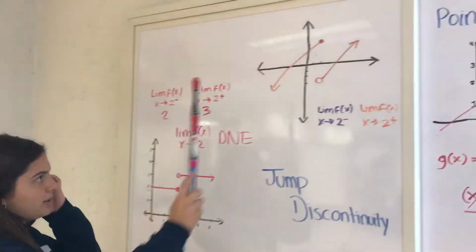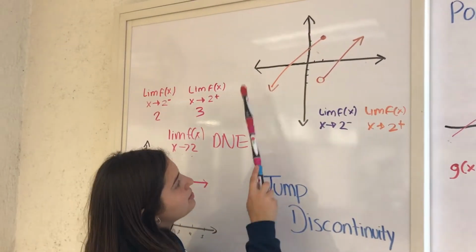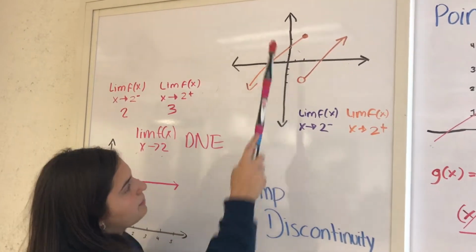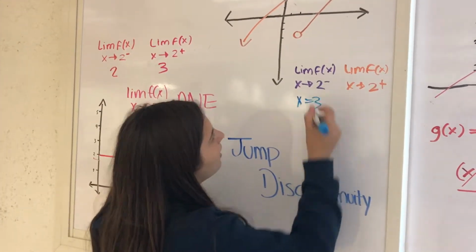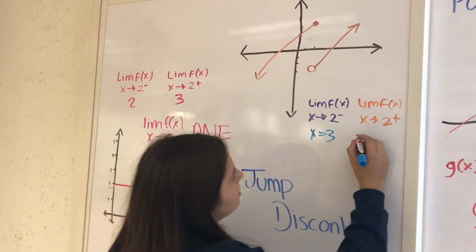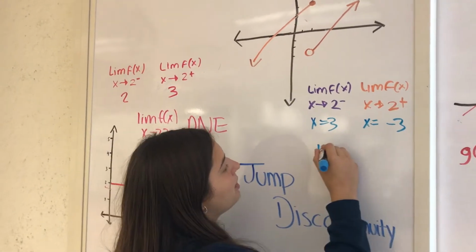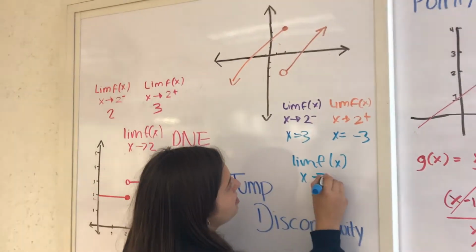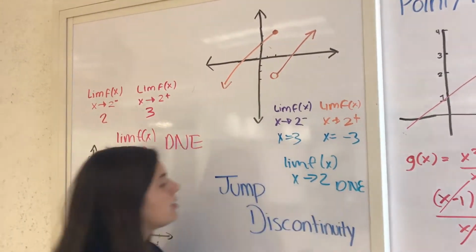Here is another example. When the limit of x is approaching 2 from the left side, it is at positive 3. And when the limit of x is approaching 2 from the right side, it is at negative 3. So again, the limit of x approaching 2 does not exist.